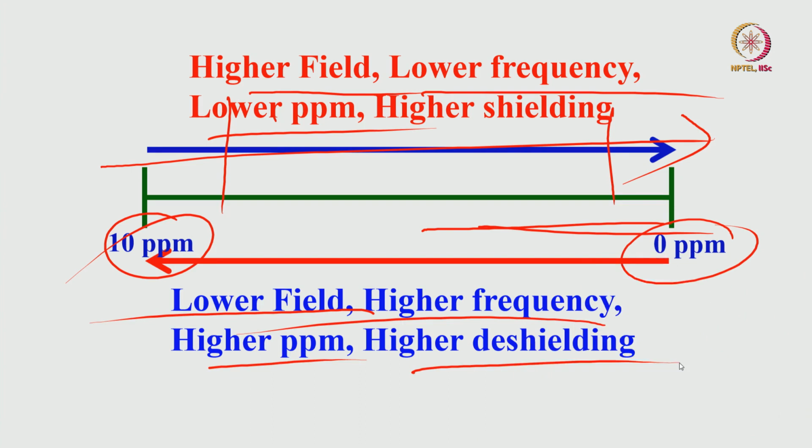Please do not get confused. Always remember, a peak coming to the rightmost side in the proton spectrum is highly shielded, with lower ppm, higher field and lower frequency. Conversely, if you have a peak on the leftmost side, it is the opposite.